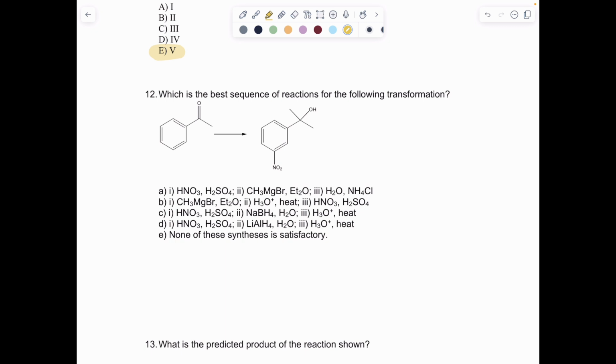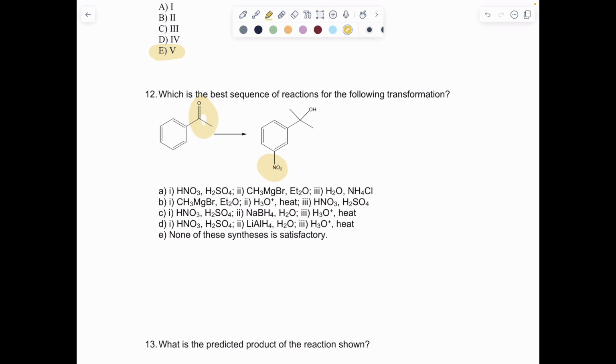Question 12, which is the best sequence of reactions for the following transformation? So here we have a ketone that becomes an alcohol, but we've also added a methyl group, which means that it's probably going to be some sort of Grignard reaction, because that's one of the ways that we've learned to add carbon, to make carbon-carbon bonds. But then we've also added a nitro group here in the meta position. So in order to add the nitro group meta, we need something that is a meta director, which is what this starts out as.